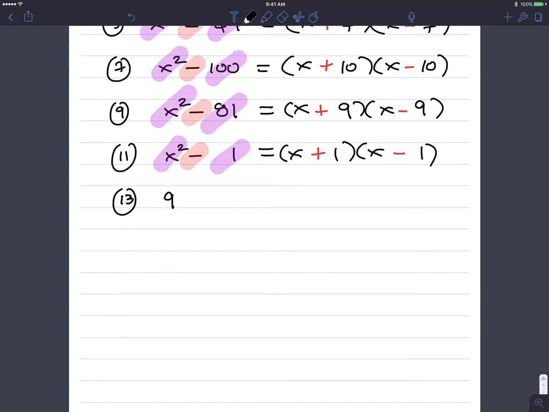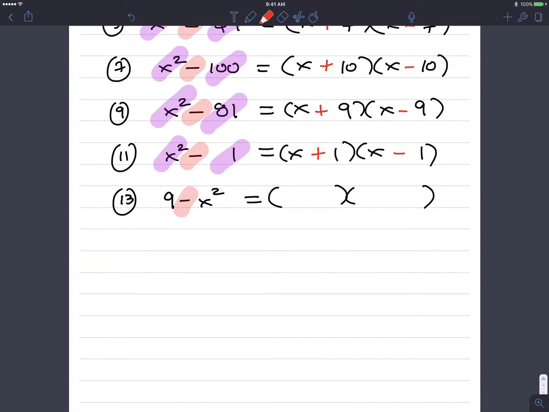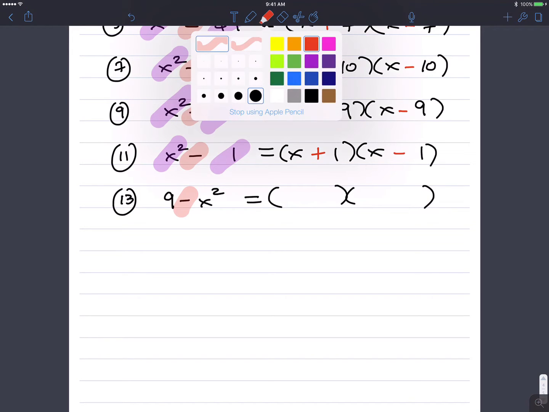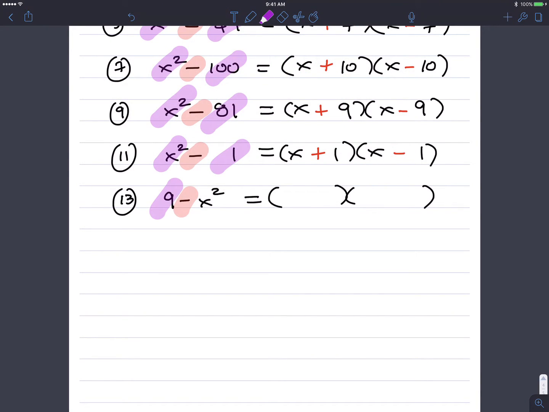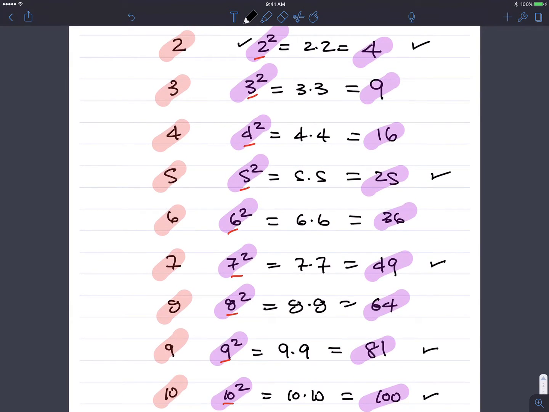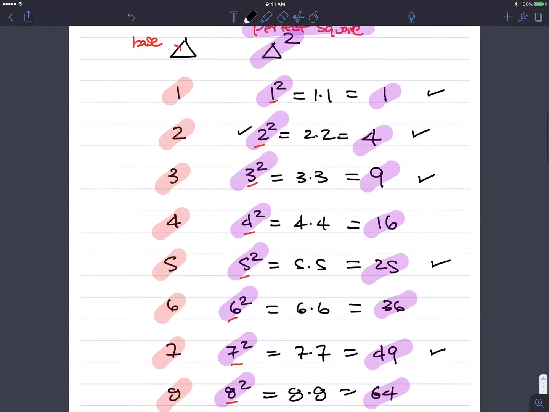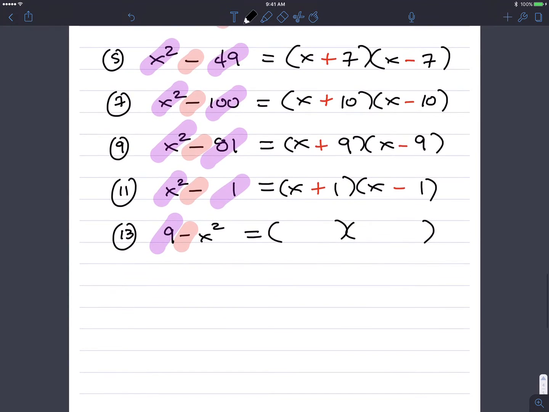13. Let's see how sneaky this is. 9 minus x squared. Let's see if you guys can figure this out. Do we have a difference? There's subtraction. That's a difference. What do we have to check now? Is 9 a perfect square? Yes. How do we know 9's a perfect square? Because it's on our list right here. 9's a perfect square. What was the base? 3. So I'm going to put 3 and 3. Why did I put the 3 first? Because the 9's first. Good job.